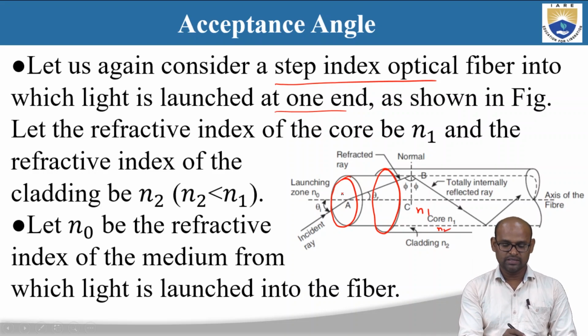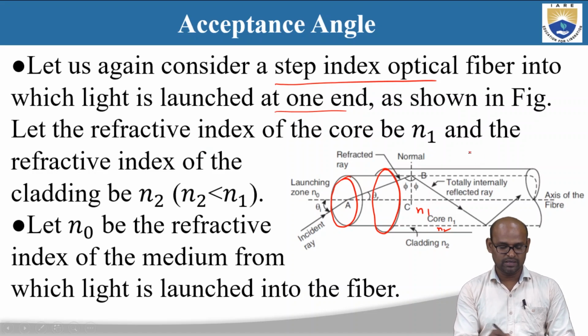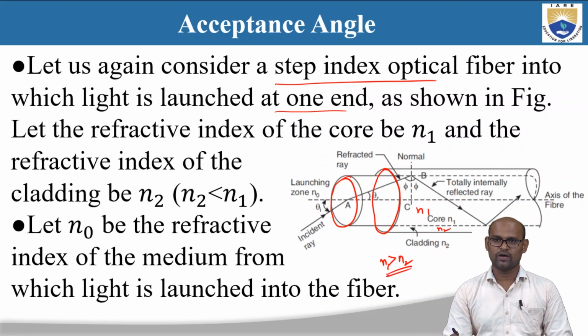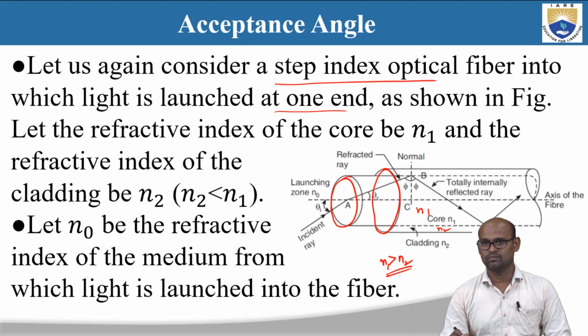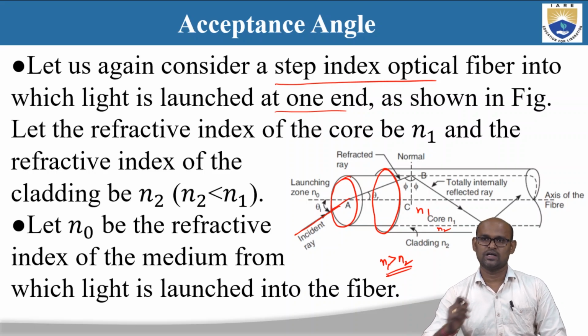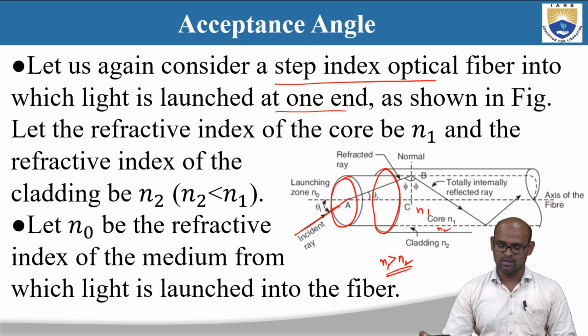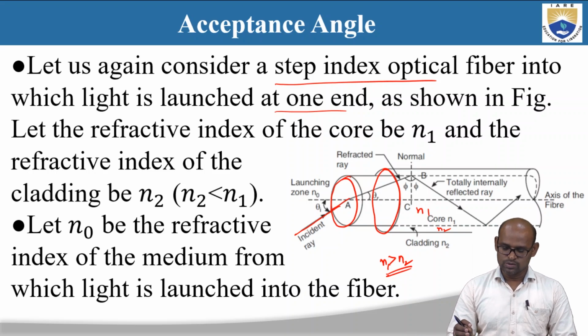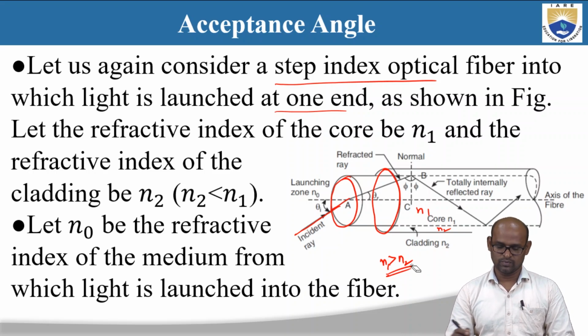Okay, so let the refractive index of the core be n1 and the refractive index of cladding be n2, and we know that n1 must be greater than n2. Now, we are going to launch the light into the fiber in some medium, right? So that medium's refractive index is n0. Whatever medium we are using to launch the light into the fiber is going to have the refractive index n0. Okay, so there are three media now.